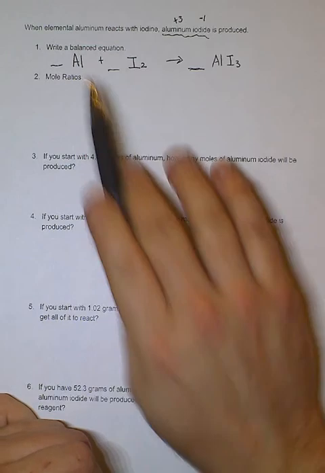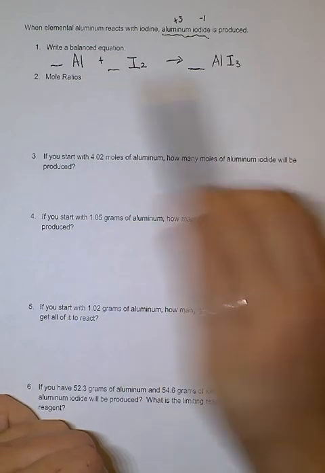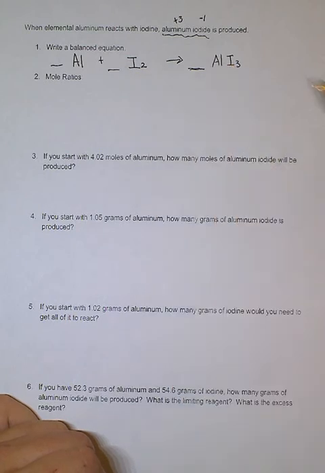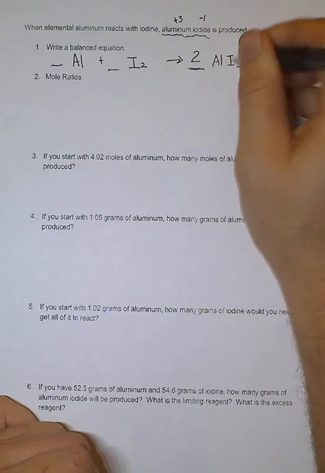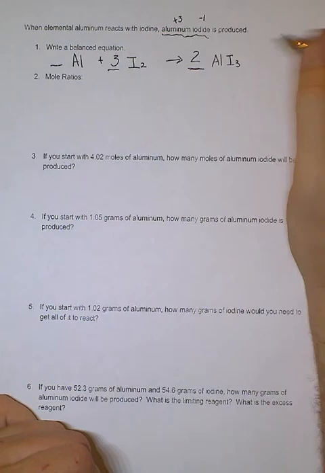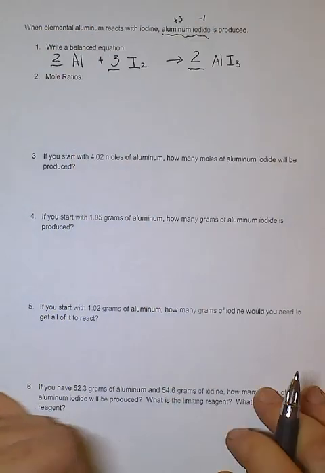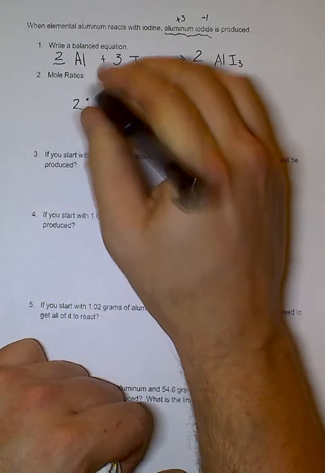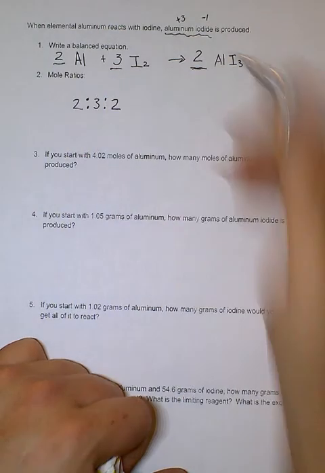These are our reactants, on our right is our product. Okay. Aluminum's fine. Iodine, there's only 2. Over here we have 3. So let's multiply this by 2. 2 times 3 is 6. 3 times 2 is 6. 2 aluminums, 2 aluminums. Okay? So our mole ratio for this equation is 2 to 3 to 2. Okay? That's what we're starting with.